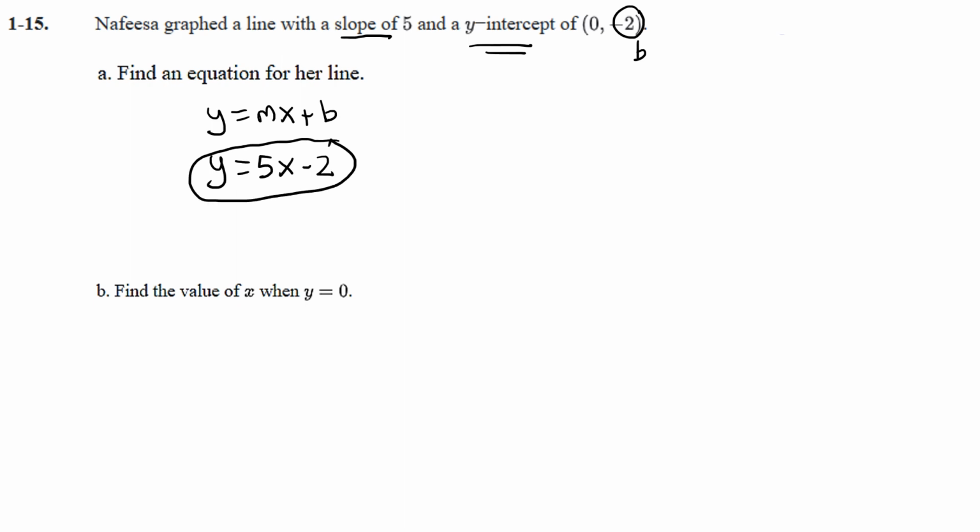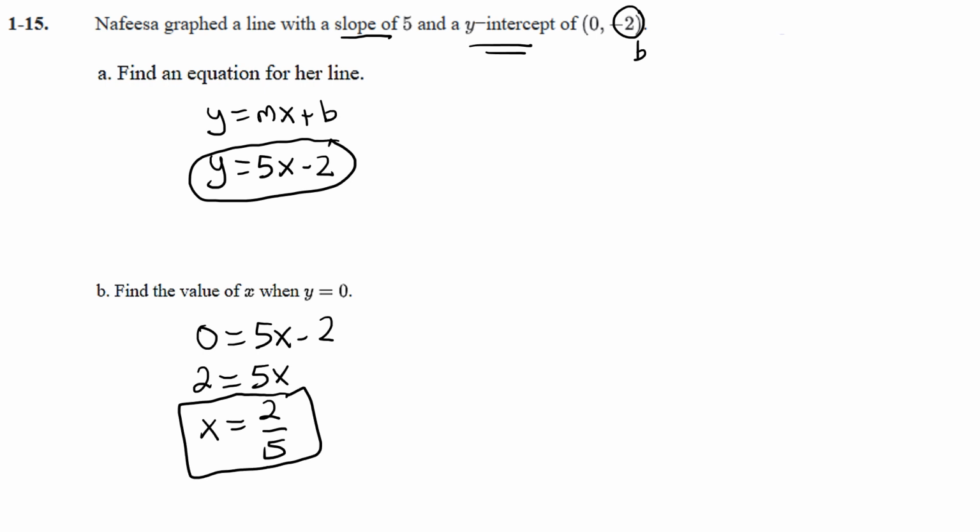Find the value of x when y is 0. So what we'll do is we'll take our rule, we'll let y equal 0, and we'll solve this for x. So to solve this, we will add 2 to both sides, and we divide by 5, and so we get 2 over 5. So when x is 2/5, or 0.4, y is 0.